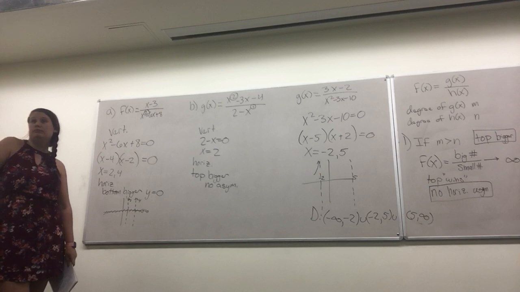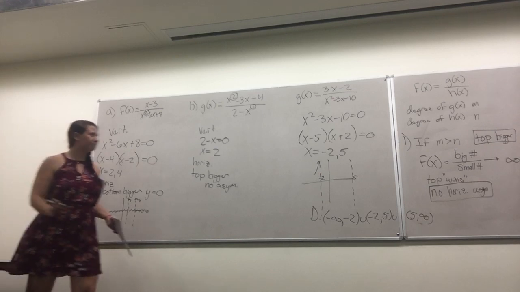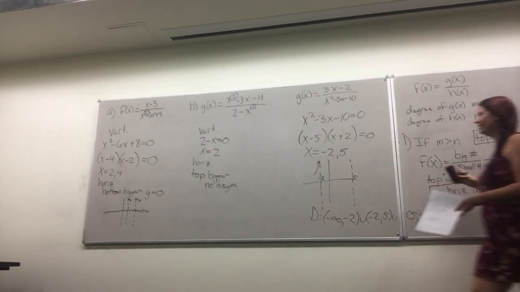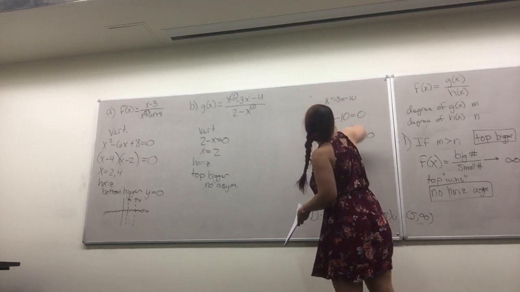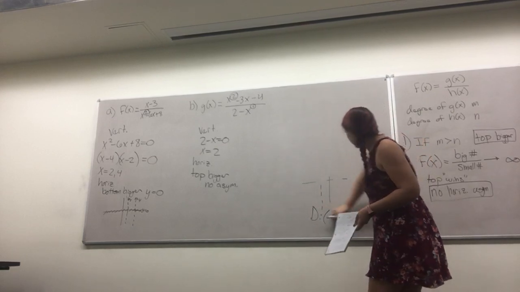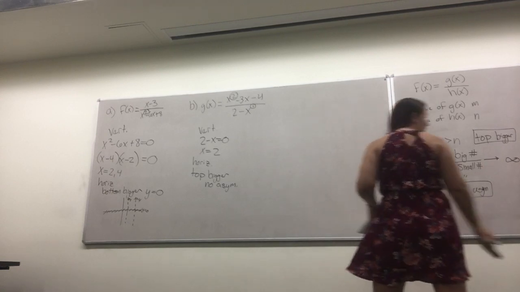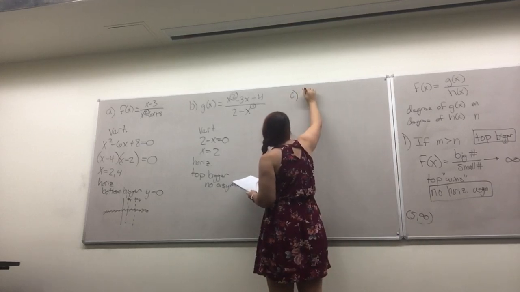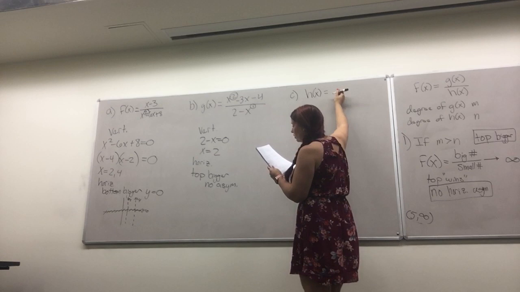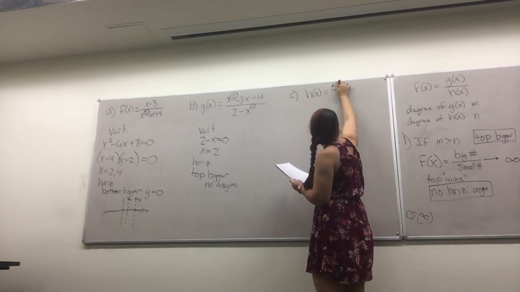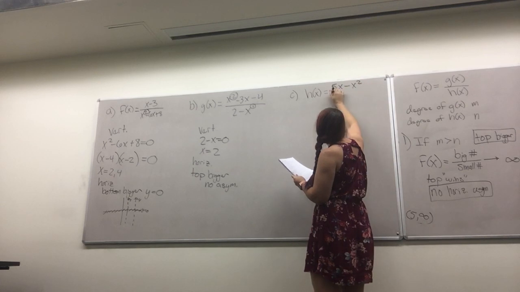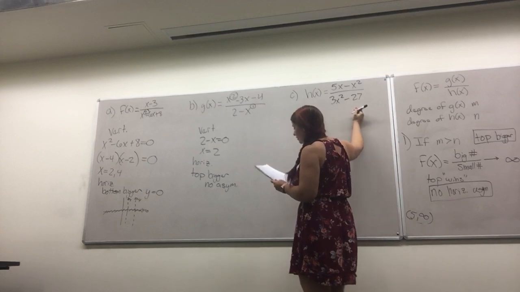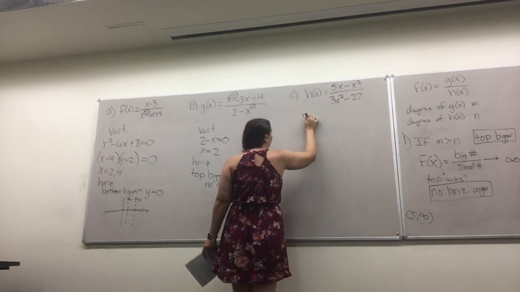Now, third example. Guess what type it'll be? Same. Wow, you read my mind. So if we have h of x is equal to 5x minus x squared over 3x squared minus 27. So let's start off with the vertical.